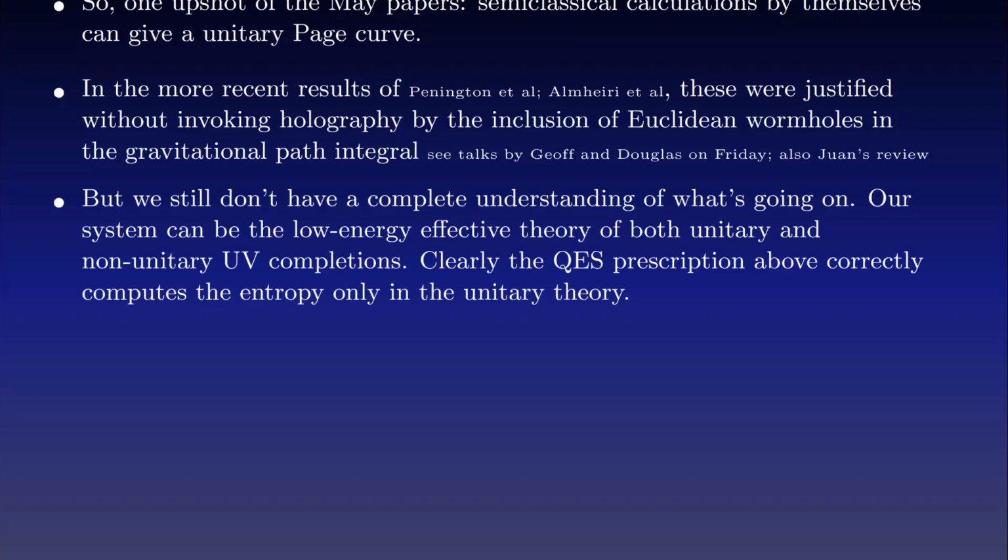So for example, here's something that we don't understand. Our system can be the low energy effective theory of both unitary and non-unitary UV completions in principle. And clearly, this calculation above that we just did correctly computes the entropy only for the unitary theory. But of course, we're working in a low energy effective theory, so how does it know? How did it know that we are computing something for the unitary UV completion, not for a non-unitary one?